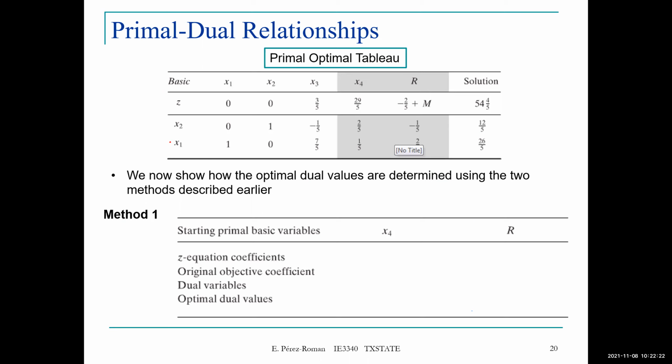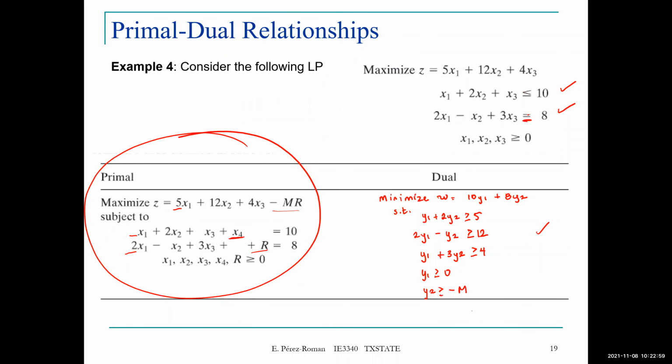Okay, so this is telling me that x2 equals 12/5, and that x1 equals 26/5, and that the optimal solution for this problem is 54/5. Okay, so now I want to find the solution for our dual variables. So what will be y1 and what will be y2?